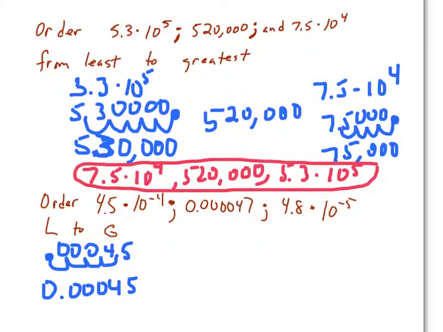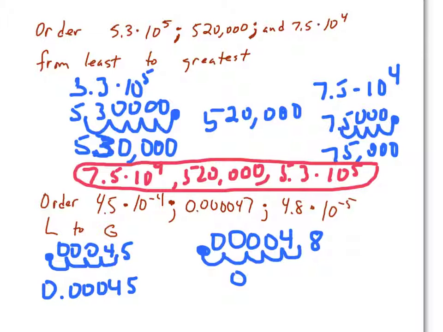And then this one is 4.8. I'm going to slide this 5 places to the left. So 1, 2, 3, 4, and 5. Put zeros in all those little troughs. And so this number is 0.00048.